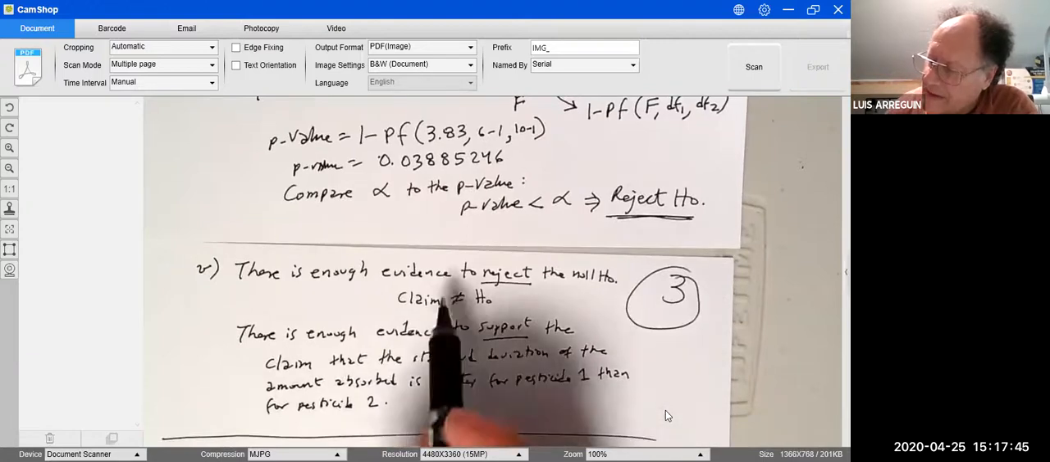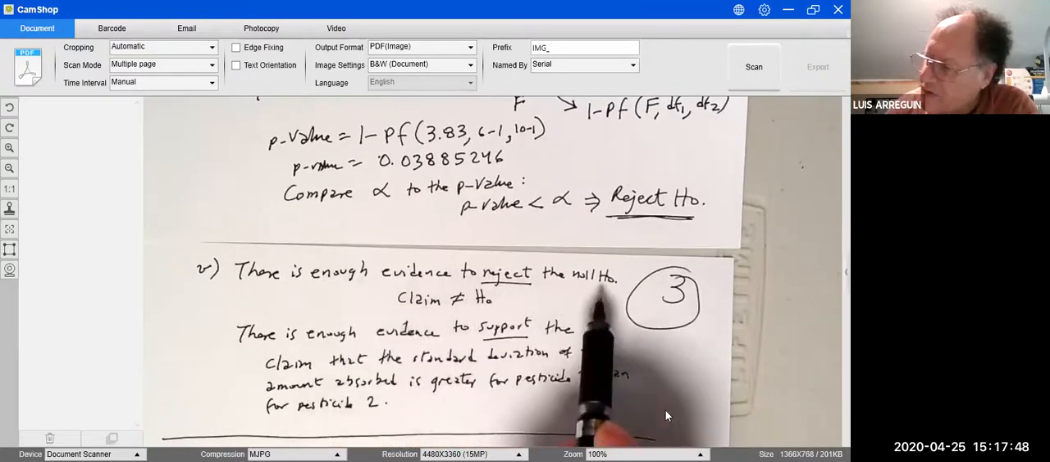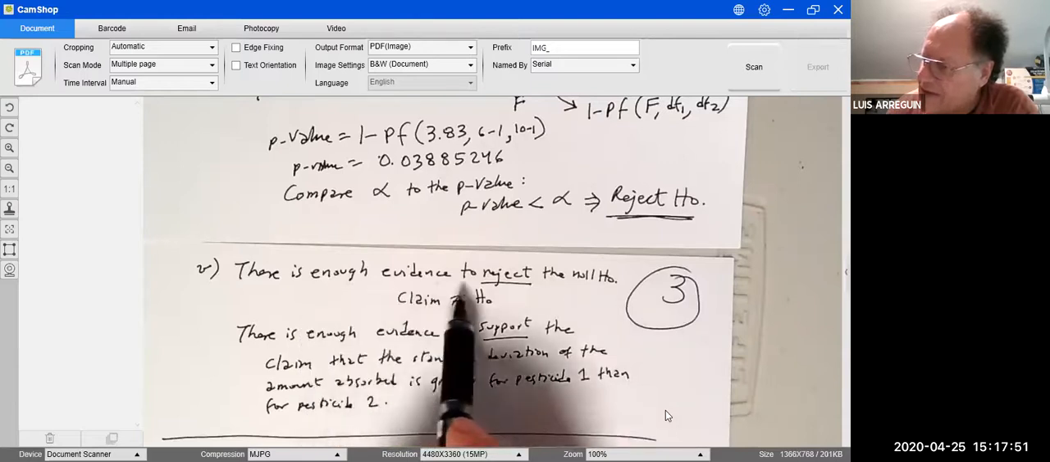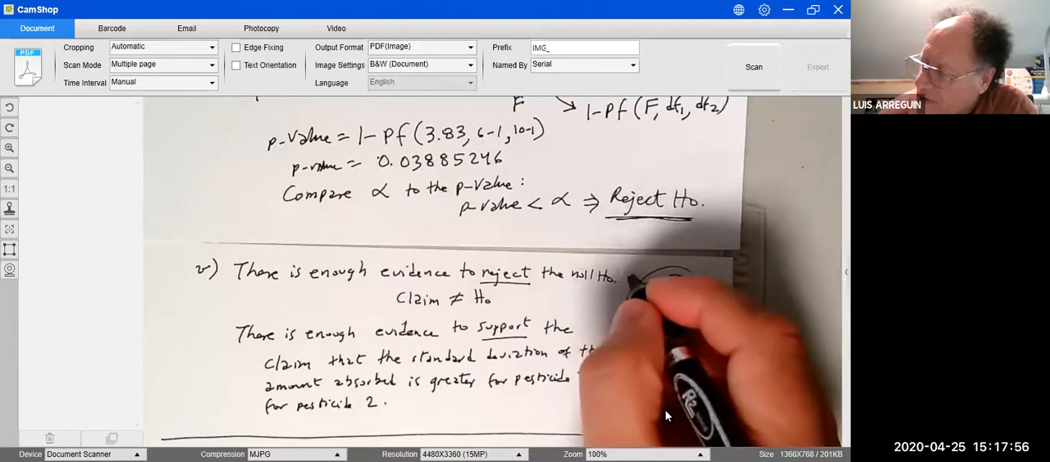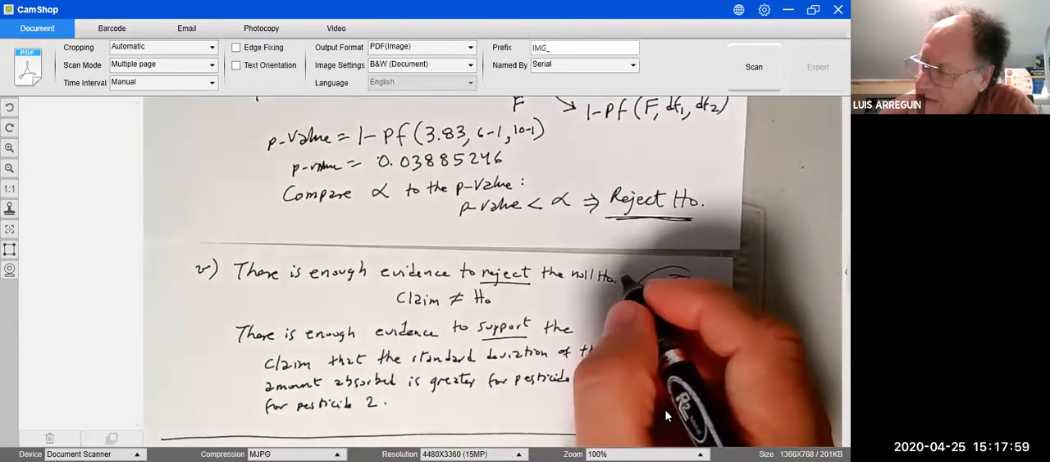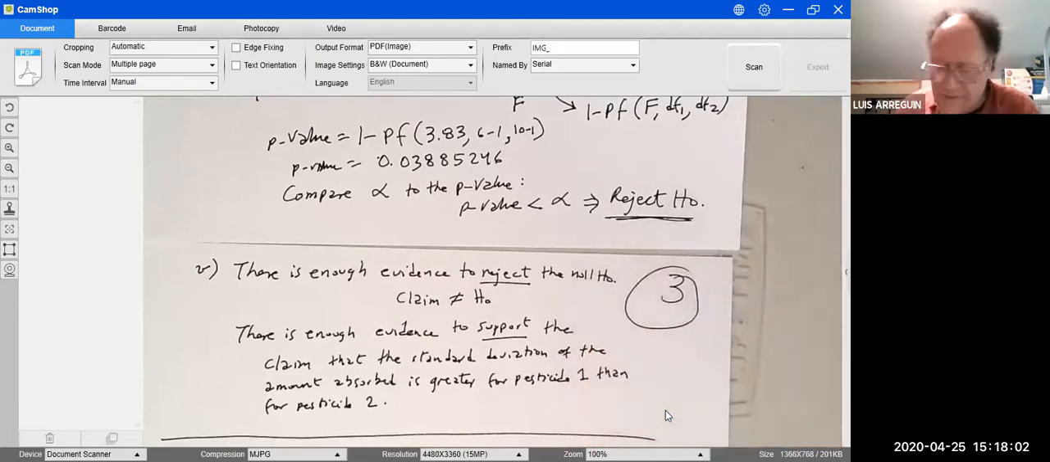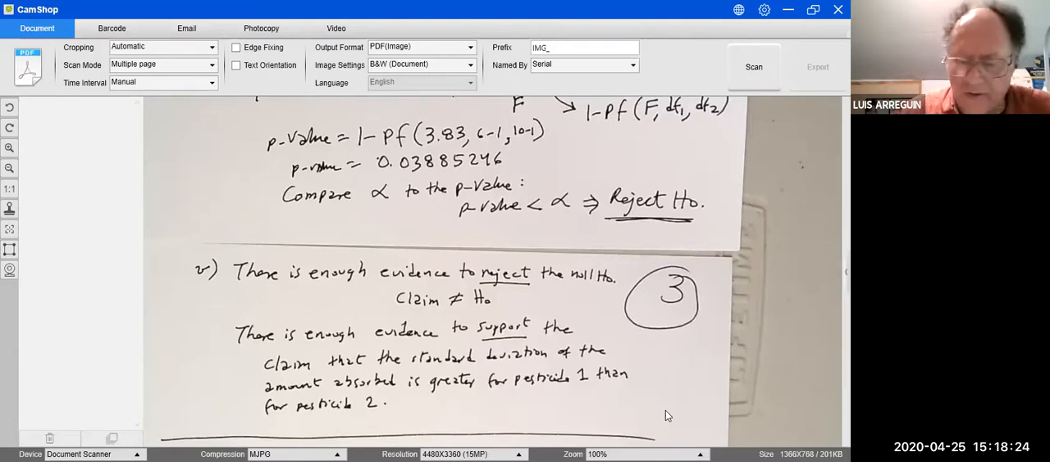So you can see that writing the conclusion in terms of the null is very simple. You just write there is enough evidence to reject the null, and that's it. To reject the null that the standard deviation 1 or sigma 1 equals sigma 2. It's very simple. It's just a mathematical symbol. But when you provide the conclusion about a test, you need to write it in terms of the original claim or in terms of the terminology that is going to be understandable by the person that is going to use your conclusions to work on other things.